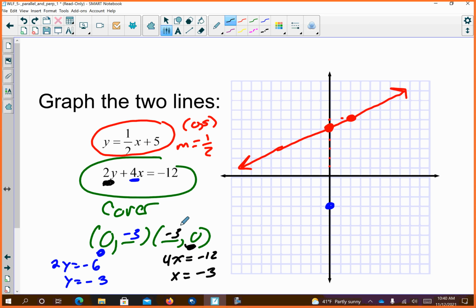Did I make a mistake? Yes. So that was wrong, wasn't it? That should have been a 12, right? That should be negative 6. Oh my goodness. Then the negative 3 looks fine. All right.